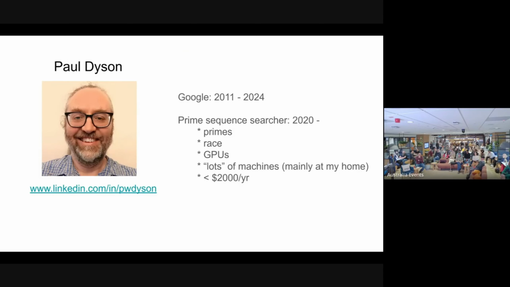So now we come on to me and this talk and what I've been doing the last few years. I was at Google from 2011 to 2024, but this talk's not about that. This is about something I did outside of that time, being a prime sequence searcher from 2020. So this talk, like Durant, will involve primes. It does involve a race. It'll get into GPUs at some point. It involves lots of machines. Well, if lots is maybe a dozen or more, mainly in my home. And whereas the other one was less than $2 million, I probably spent less than $2,000 a year on this project.